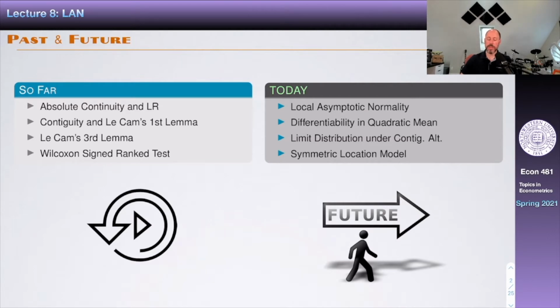Then we're going to put and apply everything together in the symmetric location model with the t-test, the sign test, and the Wilcoxon sign rank test, and then we're going to wrap up there.